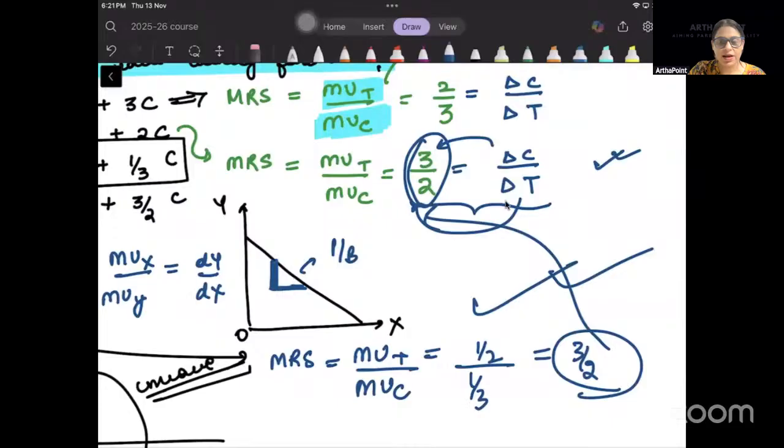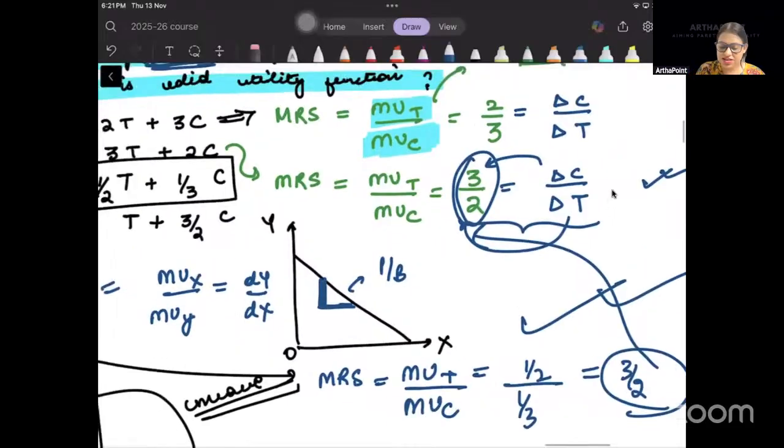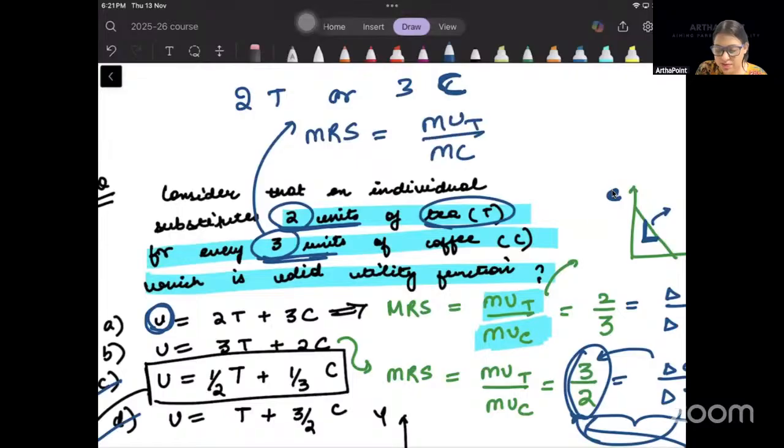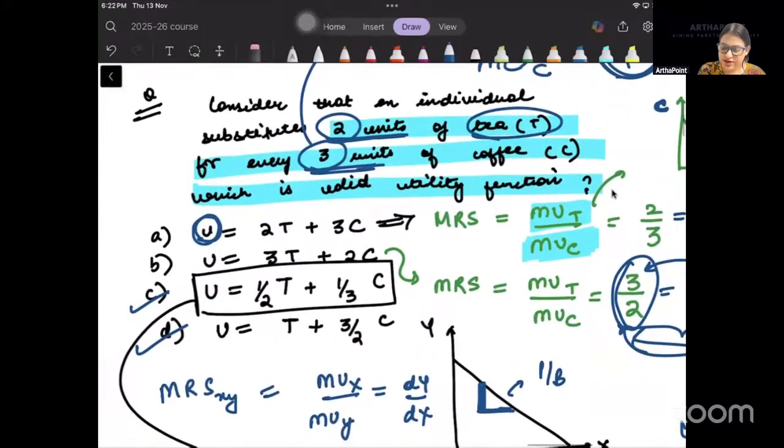Yes. Okay, so you have to check with MRS. MRS should be the opposite of this ratio. So if the question is saying 2 tea and 3 coffee, and I am finding MRS as MUT by MUC, then this should be 3/2. Wherever you are getting 3/2, it is correct. Okay, now we will go ahead and take question number 2.